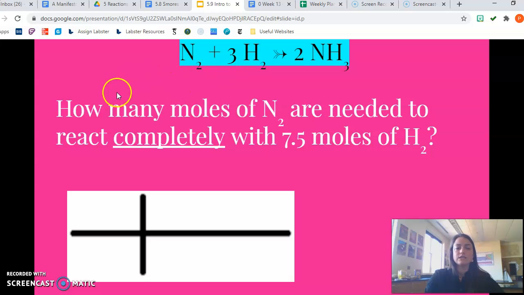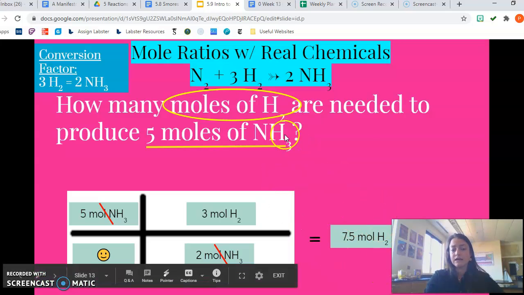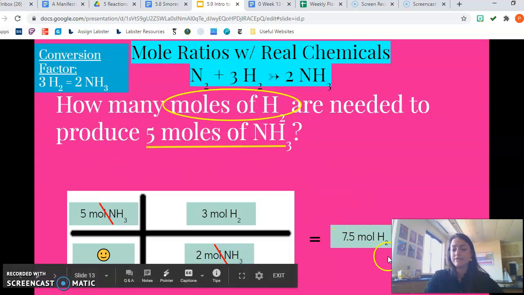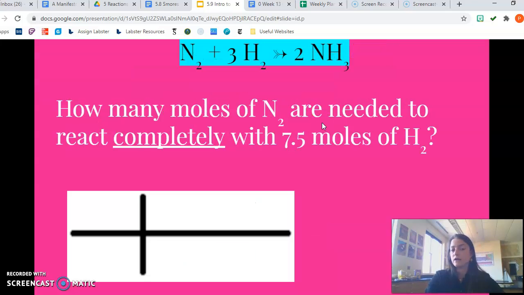So this is using that same equation, but we're asking a different question now. How many moles of N2 are needed to react completely with 7.5 moles of H2? So in our last problem, we figured out that in order to make 5 moles of NH3, we needed 7.5 moles of H2. We don't yet know, though, how many moles of N2 we're going to need in order to do that. So now we're trying to figure out how much N2 we need in order to react completely with 7.5 moles of H2. Okay, so our given is 7.5 moles of that hydrogen gas, and our wanted is how many moles of N2.